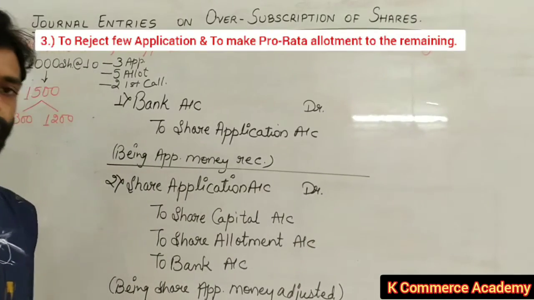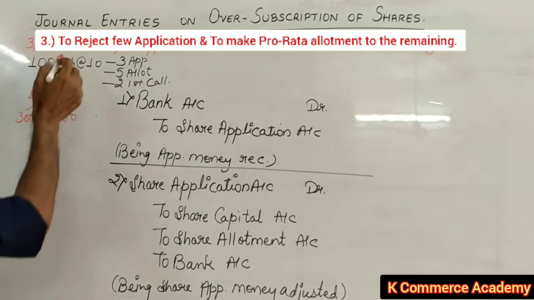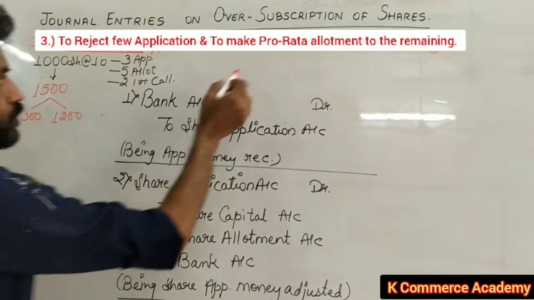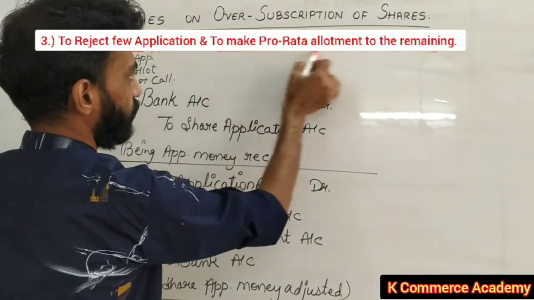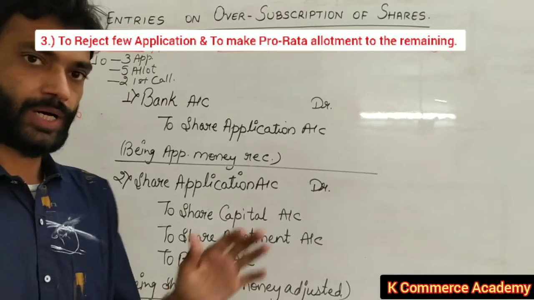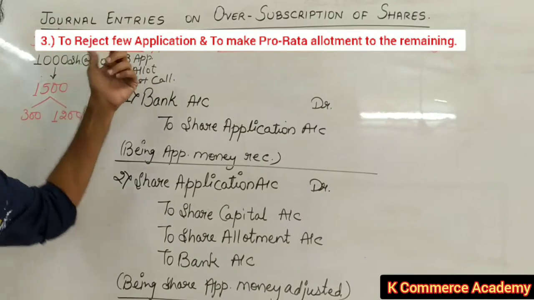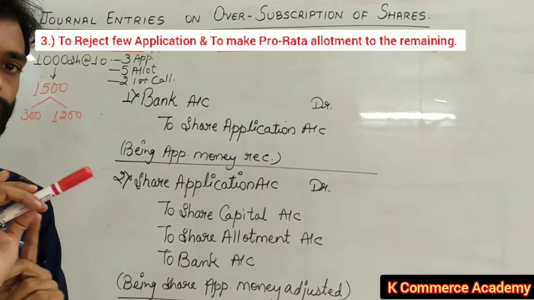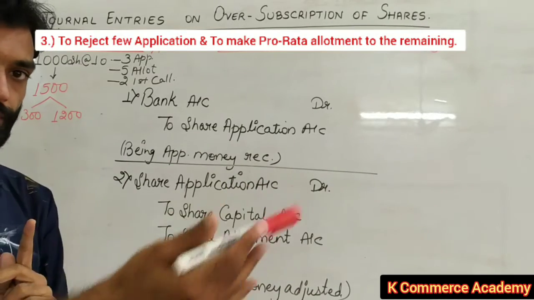So let us deal with the third situation where we have to reject a few of the applications and make pro rata allotment with the remaining. तो एक बार कॉन्सेप्ट अगर आपके माइंड में आप रिकॉल करें, जब हम एप्लीकेशंस को रिजेक्ट करते हैं तो एक्सेस एप्लीकेशन मनी को हम रिफंड करते हैं. क्या लिखते हैं? सेकंड जनरल एंट्री में हम टू बैंक लिख के उसको रिफंड कर देते हैं.